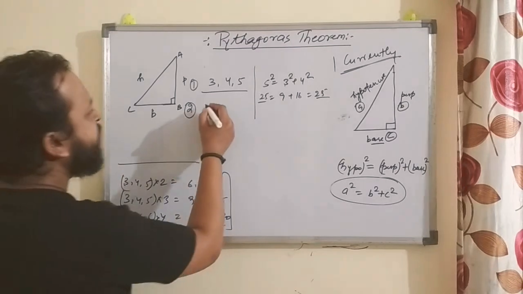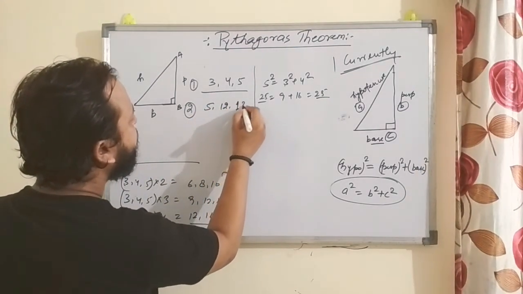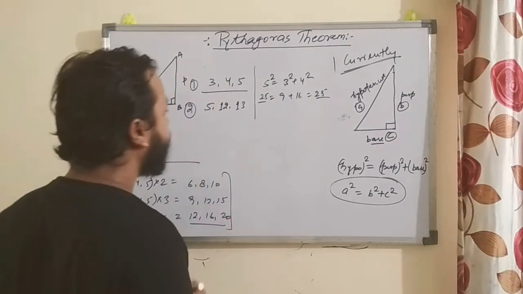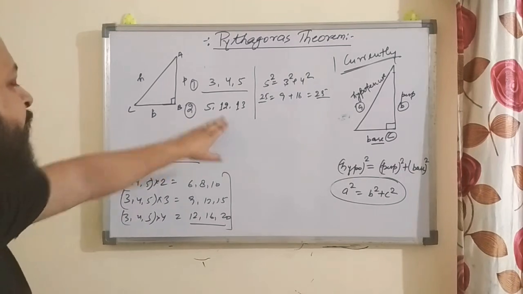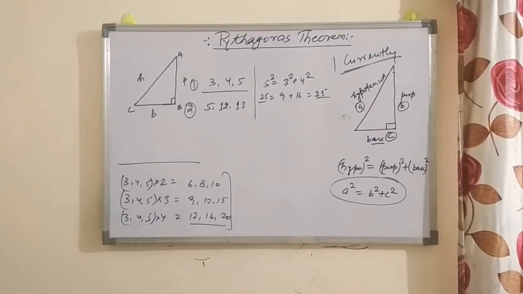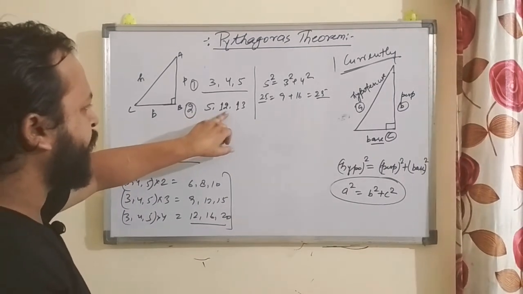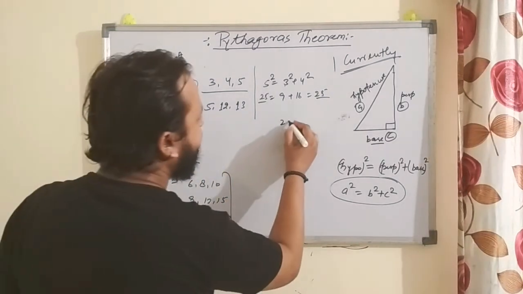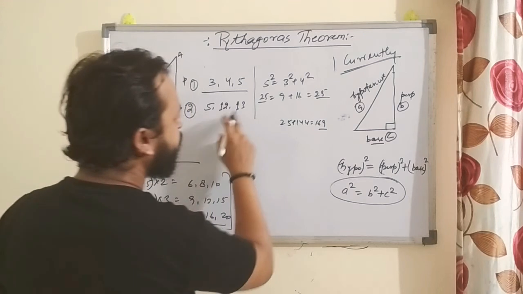So the second is 5, 12 and 13. You can also check that, right? 5 square is 25, 12 square is 144, 13 square is 169. So 5 square means 25 plus 144. You can check it: 25 plus 144 is also 169, and 13 square is also 169.